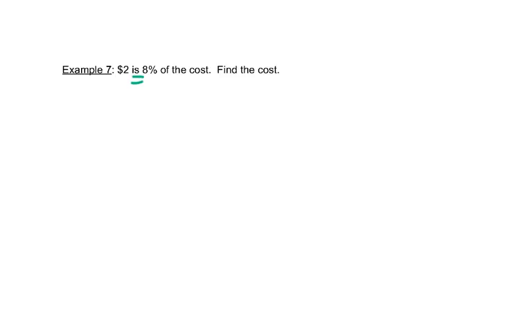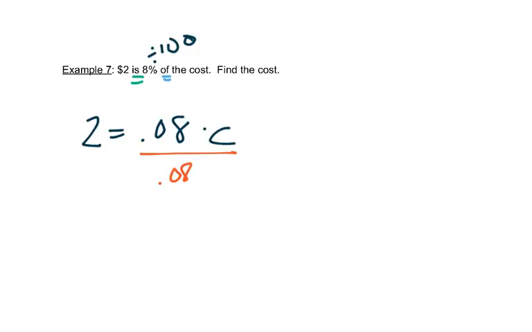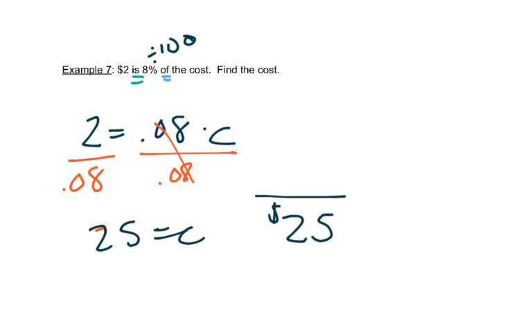So here we have 2 is 8% of the cost. So 2 equals, again, we're going to change this percent. That gives us 0.08 times the cost. So we'll divide both sides by 0.08. And we get 25 equals the cost. And because the 2 is in dollars, the 25 is in dollars.